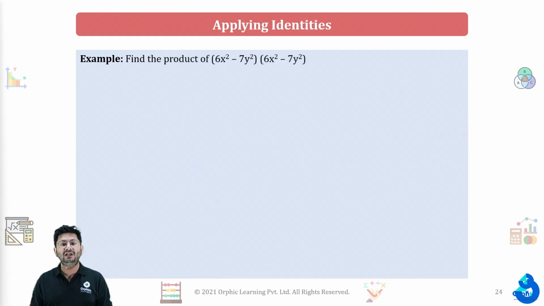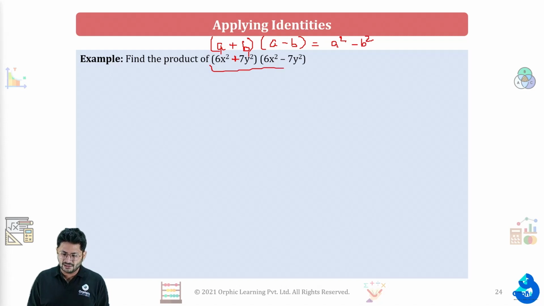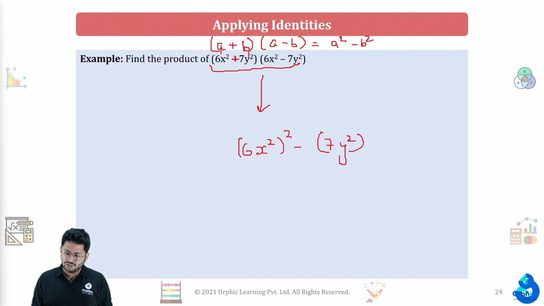So इस क्वेश्चन में वो लग रहा है, see हमारे पास क्या था, a plus b into a minus b. Let's change the question a little bit. Let's say that 6x square plus 7y square into 6x square minus 7y square. तो इसको वैसे ही treat करके 6x square will act as a and 7y square will act as b. And this is equal to a square minus b square.